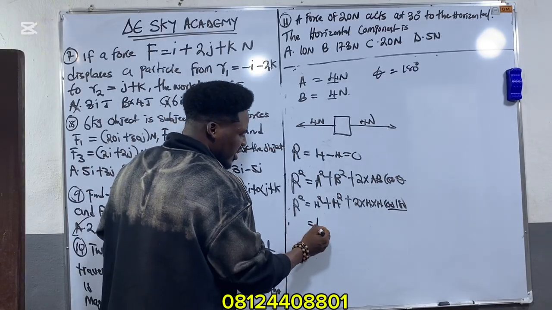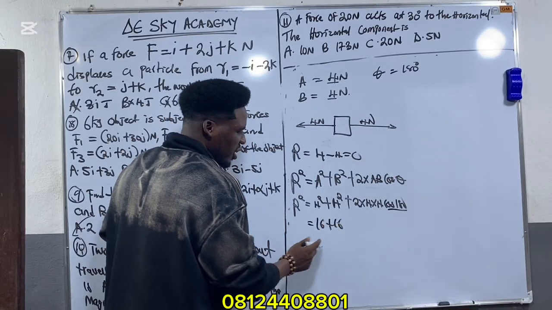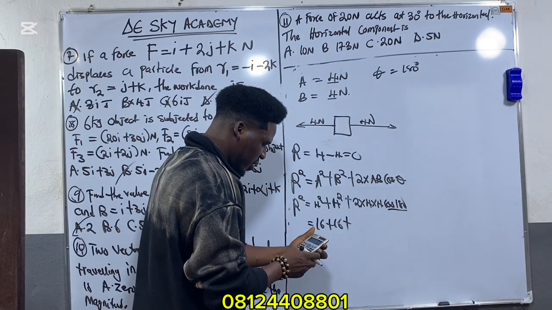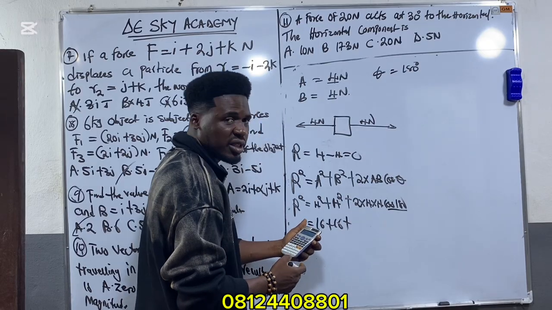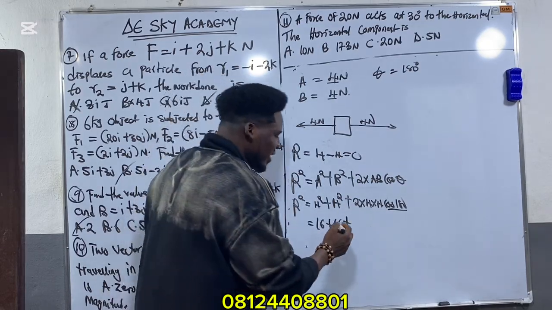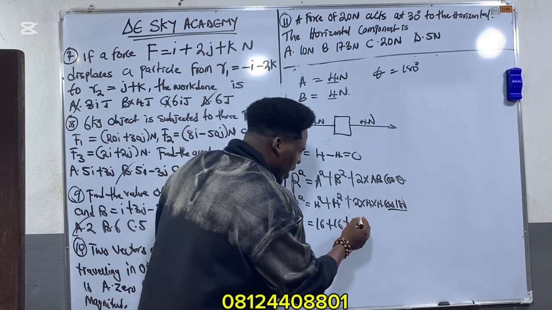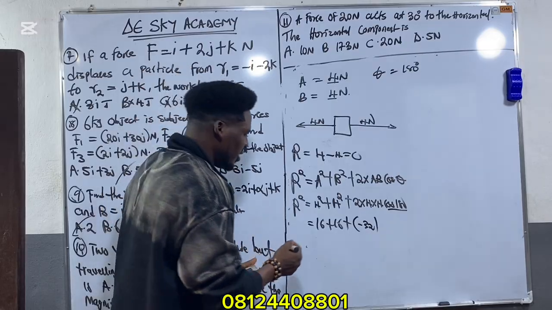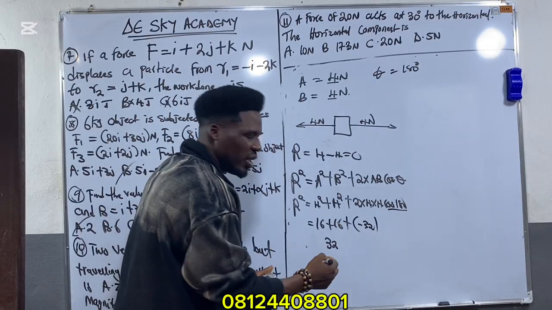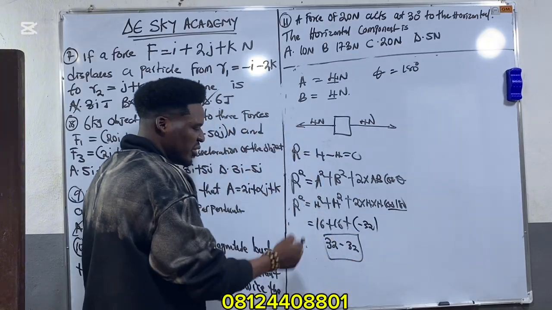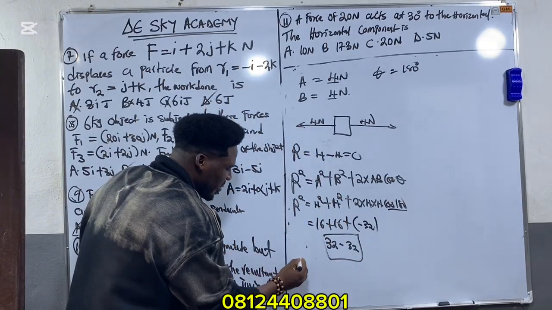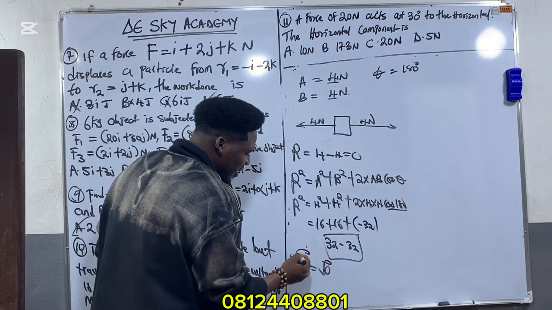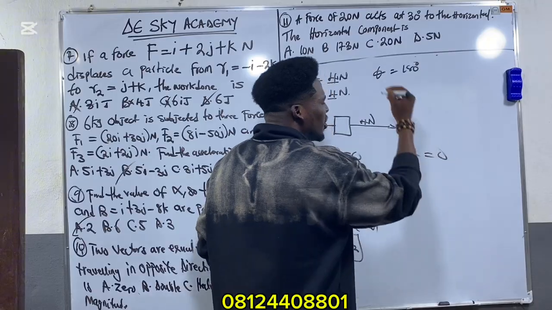Now what is 4 squared? 4 squared is 16, plus 16, plus 2 times 4 is 8, 8 times 4 is 32. 32 times minus 1 is minus 32. So here I'll have minus 32. What is 16 plus 16? 32. So 32 plus minus 32, which is 32 minus 32. What is that? 0. So if you square root both sides, R is also equal to 0.